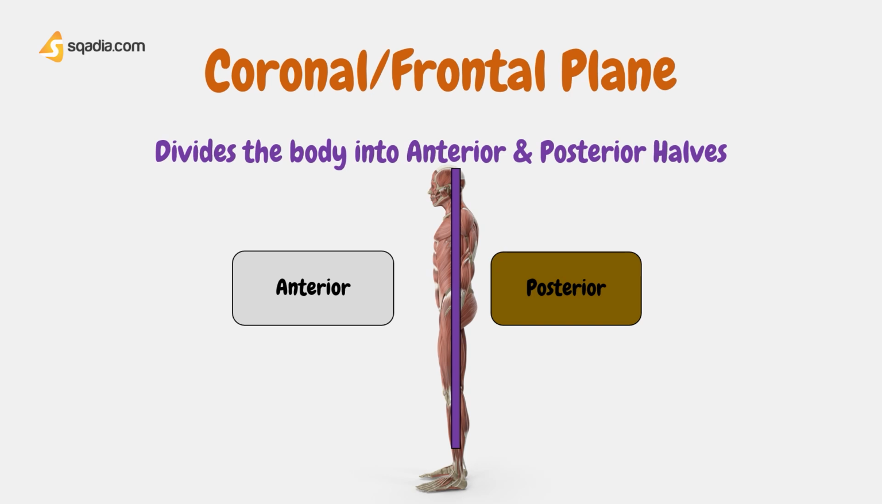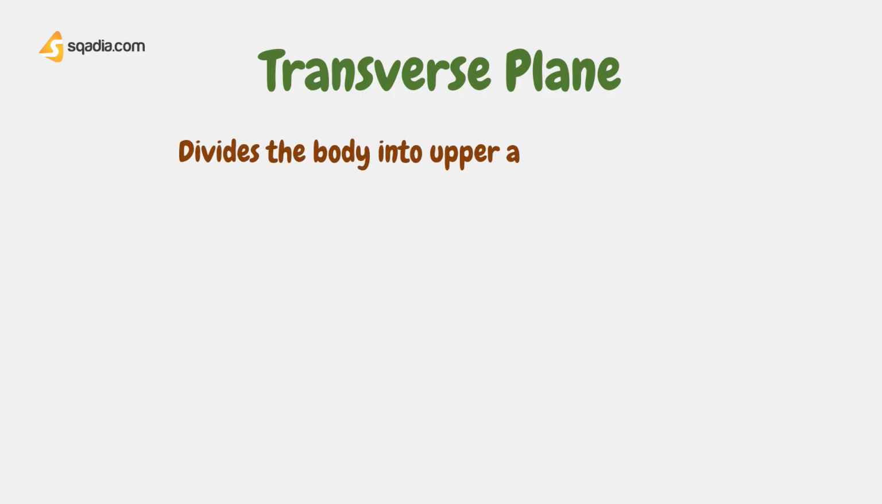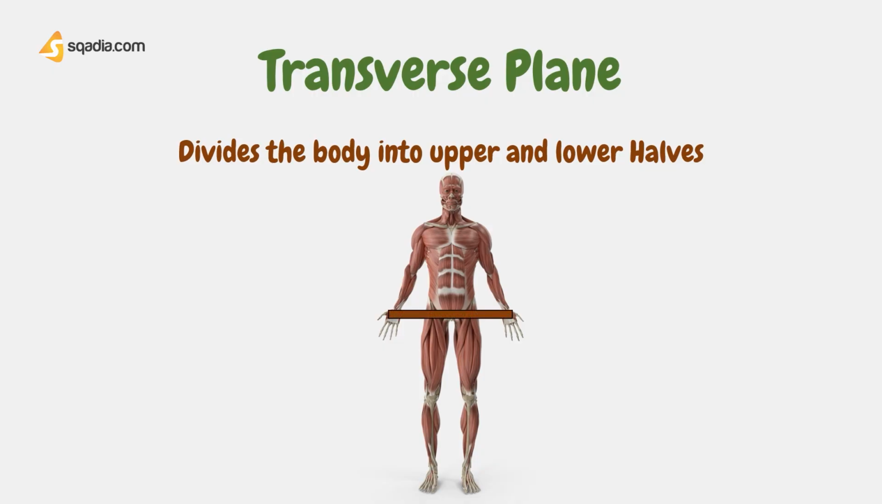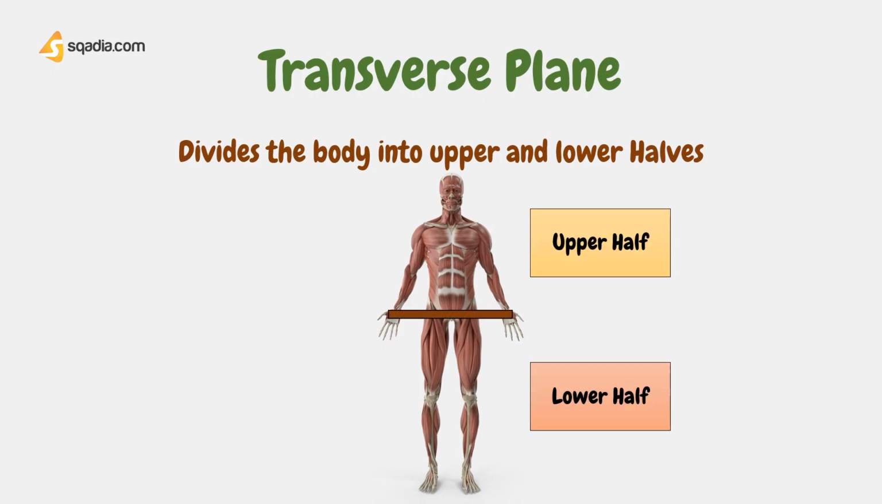Making our way towards the end, the last one we have is the transverse plane, which divides our body into upper and lower halves, and it is also called a horizontal plane. Here we have an illustration in which the body is divided into upper and lower parts. All rotational movements occur in this plane.